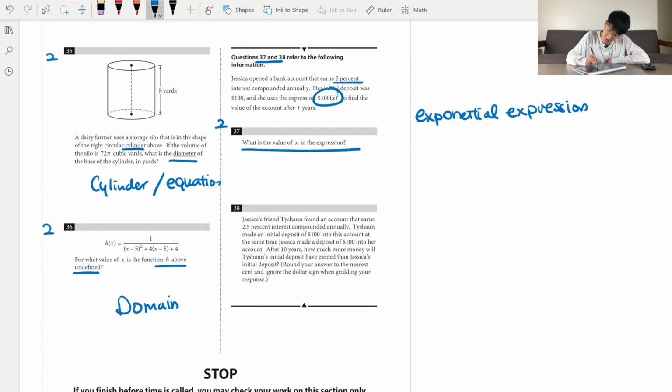Okay. Initial deposit have earned than Jessica's initial deposit. So you will be solving exponential equation this time. Difficulty level, I would say 3.